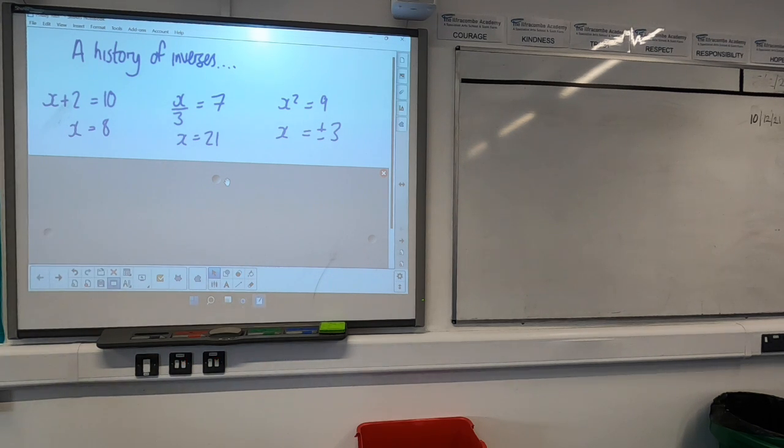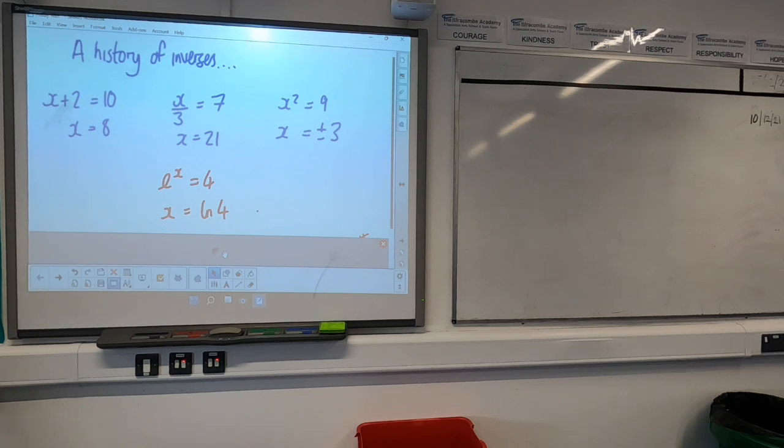And then a bit more recently, we've learnt about inverses like this. If you've got something to the power of x, you undo that by doing log to that base. So e to the power of x, you do log to the base e, which we call ln, and you do that to both sides, and it gives you an answer to the equation.